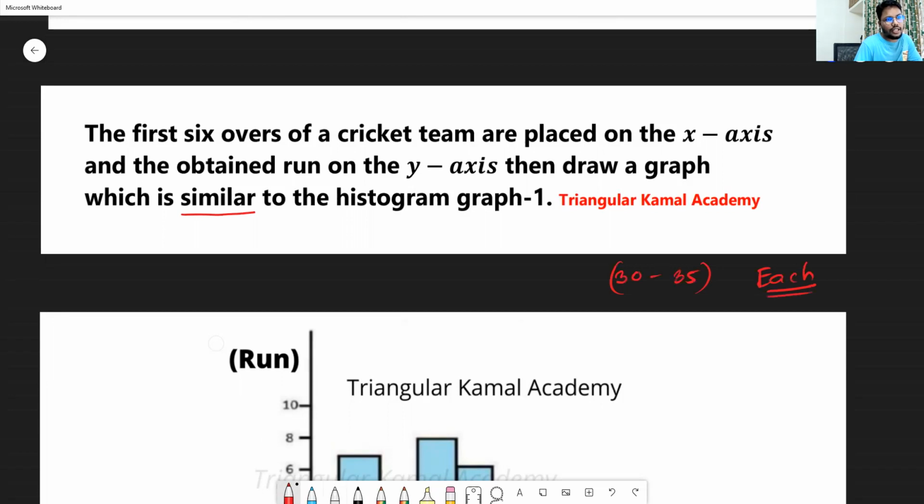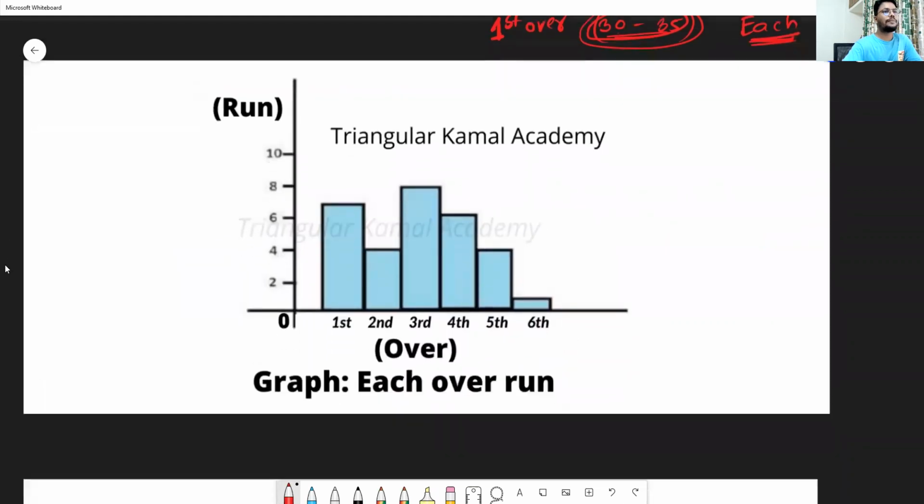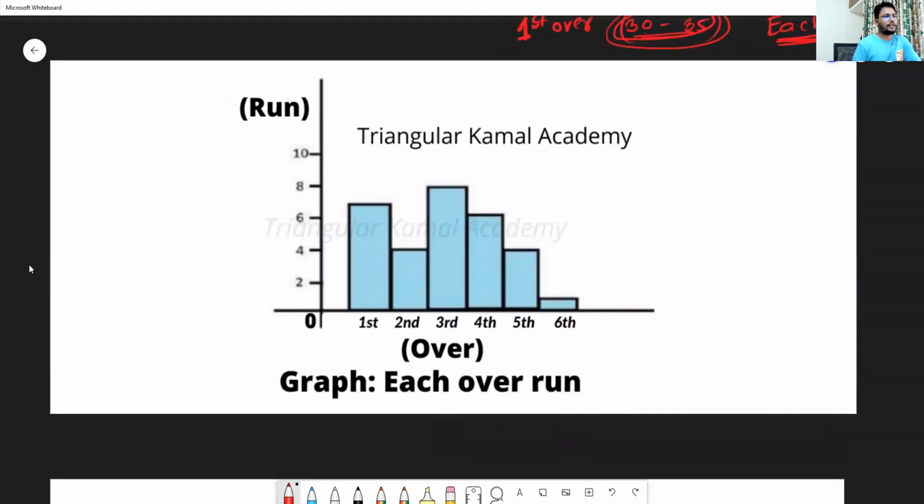If we consider this as an over, this is not the same as the 30 to 35 range, 5 overs, but the question demands each over. That's why we will consider this interval as 1 over, that means the first over. That's why we are using the graph similar to the histogram graph 1. So now draw the graph according to the question's demand.